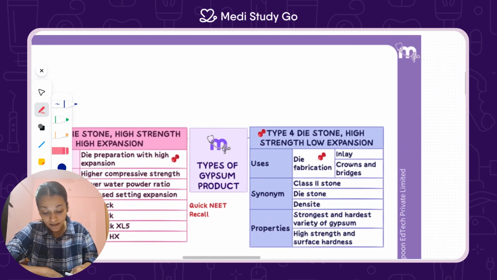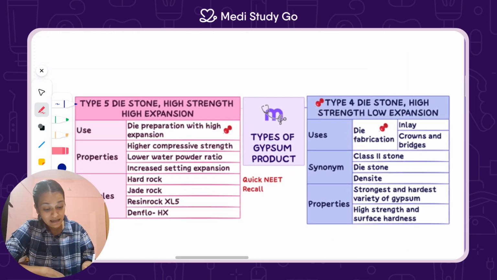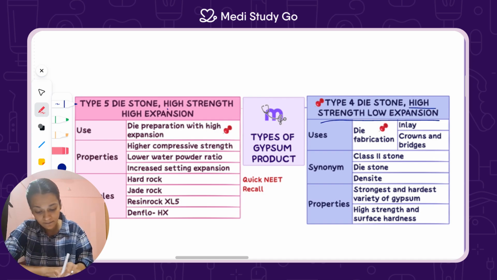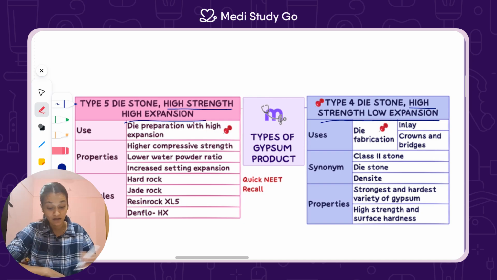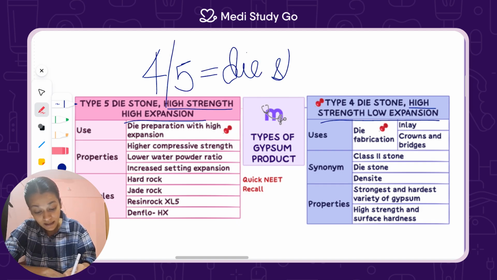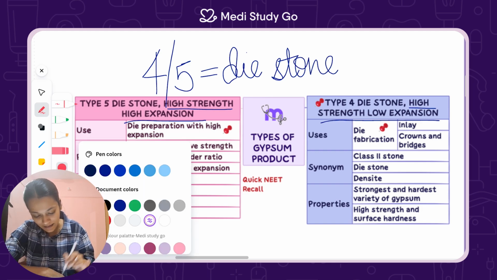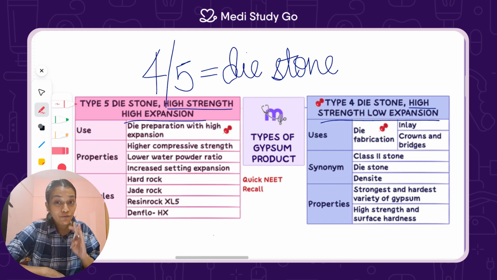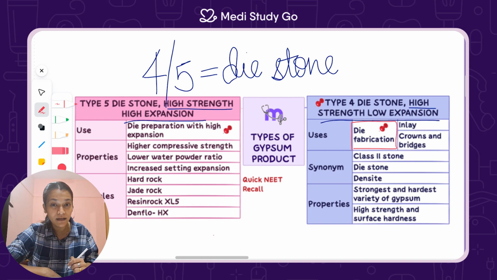Now we'll be going to die stone. What I see here is there is something known as high strength, low expansion, and high strength, high expansion. So both type 4 and type 5 are known as die stone, but the indications will differ for both the cases. Let's just quickly take a look. So the fourth type, which is actually low in expansion, will be used for die fabrication. Now where is die fabrication used?